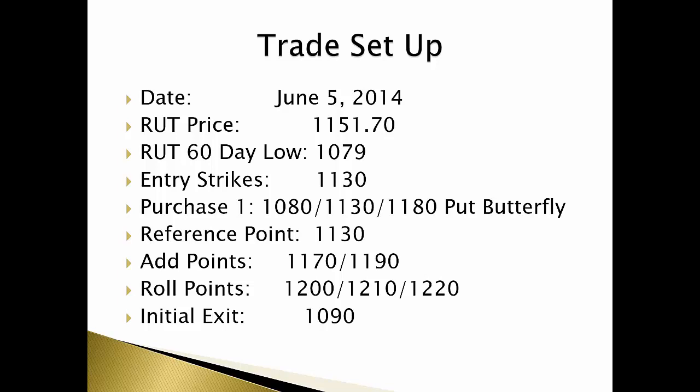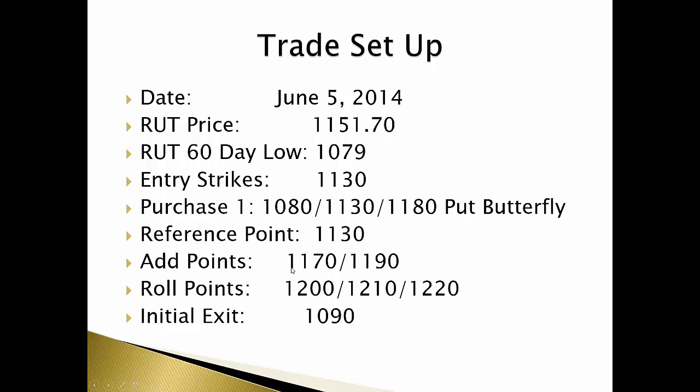So just realize that I should have waited a little bit longer for the price to get a little bit higher prior to entering this trade. But for the setup, this is what we did. We have entry strikes of 1130. So I purchased one 1080, 1130, 1180 put butterfly. Our reference point at that point is going to be 1130. If we add 40 points to 1130, that makes 1170, which is going to be our first add point. And that makes our last add point 1190.